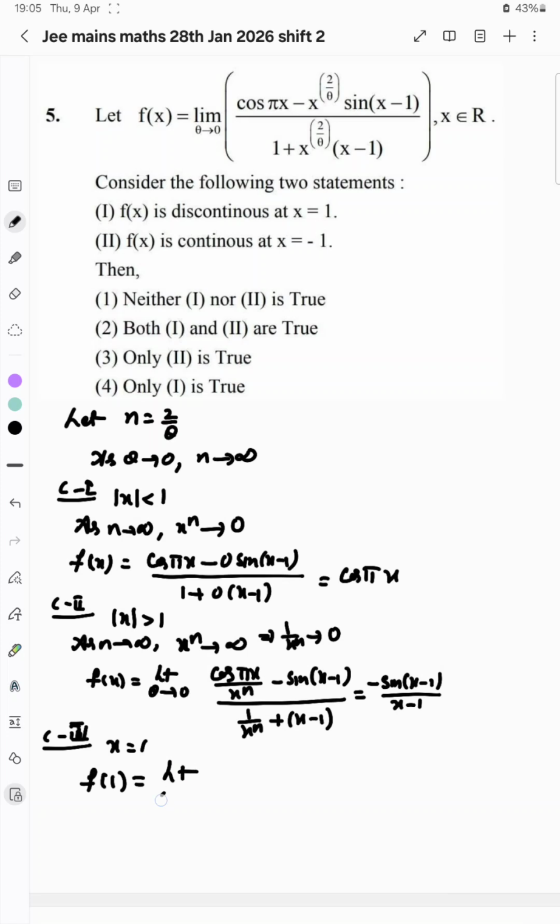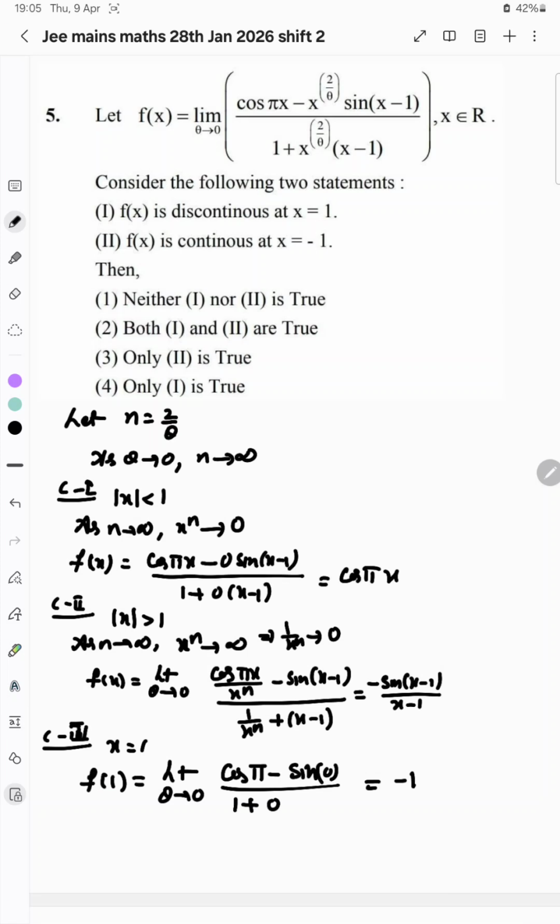Limit theta tends to 0, we'll substitute x = 1 here, so cos pi, and x plus 1 minus 1 power exactly 1, right? 1 power any value we will get 1 only, then sin 0, we get 1 minus 1, sin 0 by 1 plus 1 power anything is 1 only, and again 1 minus 1 is 0 only, right? So it completely vanishes, only cos pi is left over here. So cos pi value is how much now? Cos pi value is exactly minus 1. It is the function value exactly at x equal to 1, right?